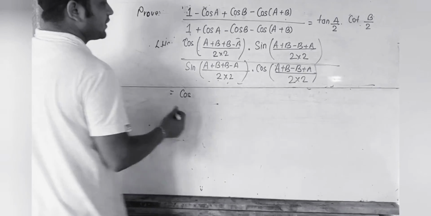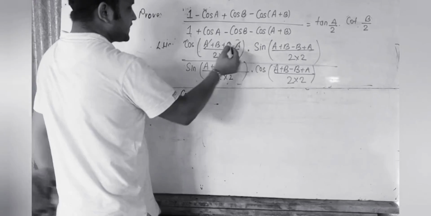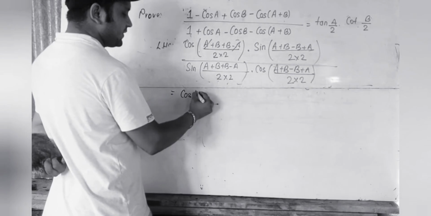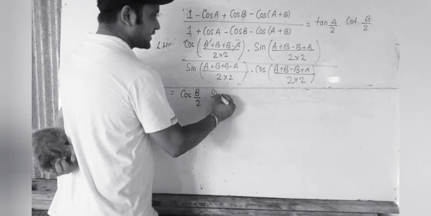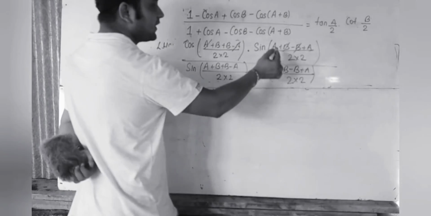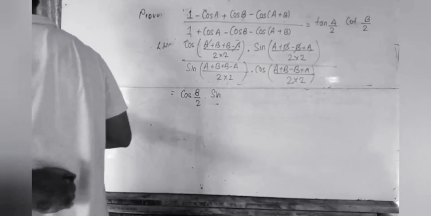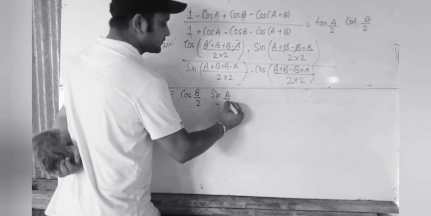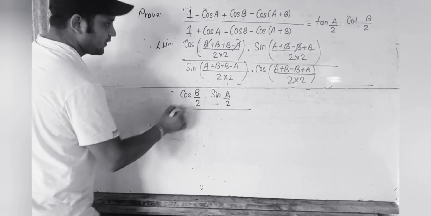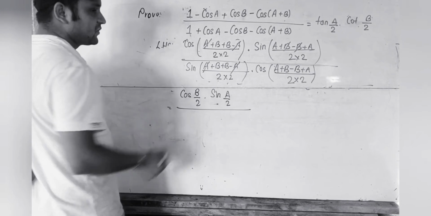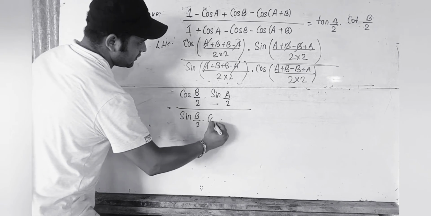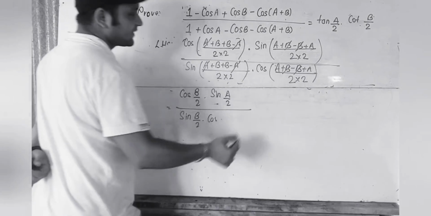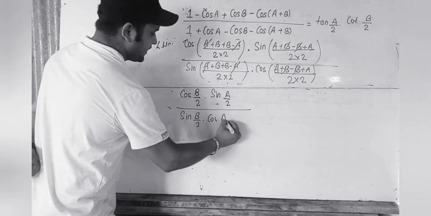Now cos. Now you can cancel this plus a minus a. You have b plus b, 2b. 2b by 4 is b by 2. Dot sine. Plus b minus b cancel. A plus a is 2a. 2a by 4 is a by 2. Plus a minus a cancel. B plus b is 2b. 2b by 4 is b by 2. Dot cos. Plus b minus b cancel. A plus a is 2a. 2a by 4 is a by 2.